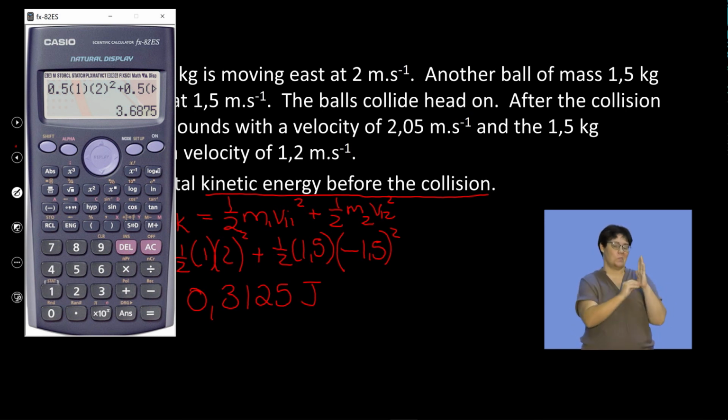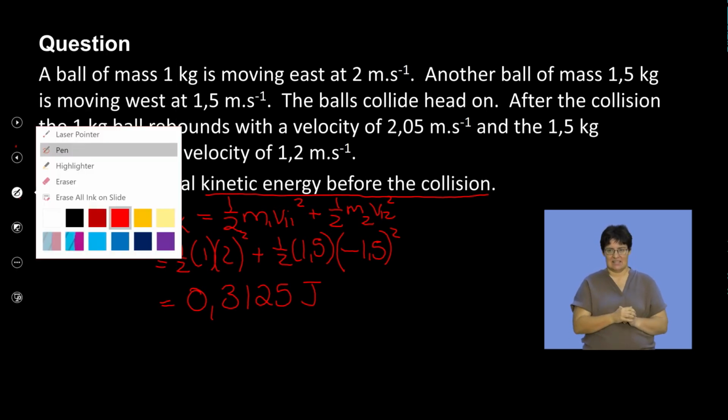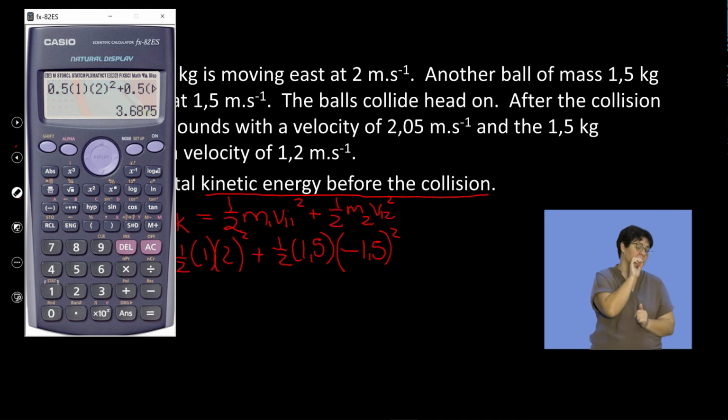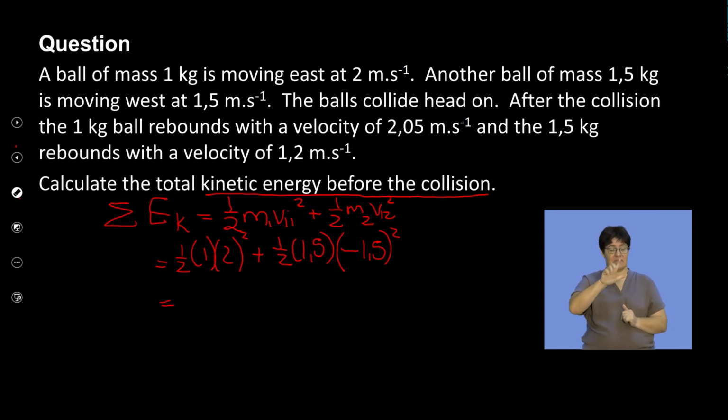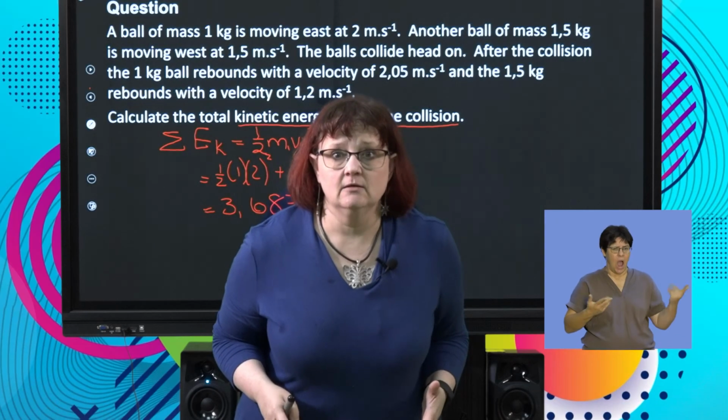Okay, so now we've got 3.685. So let's just fix this. And you know what? We all make mistakes, and it's fine. It really isn't a problem. So let's just go back and look again. 3.685. So let's put that in. Not with the eraser. Here we go. 3.6875 joules.